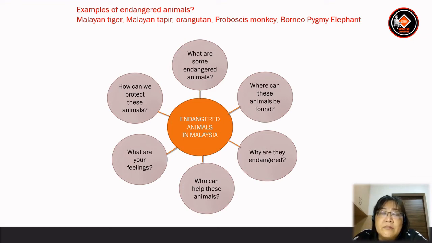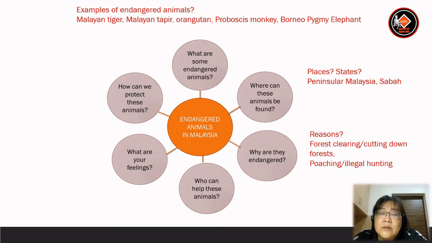Let's look at the second bubble. Where can this animal be found? So you can mention the places or the states. Example, Peninsular Malaysia, Sabah and other places. So the third bubble, why are they endangered? Reasons, maybe forest clearing, cutting down of trees or forests, poaching. Poaching is illegal hunting.